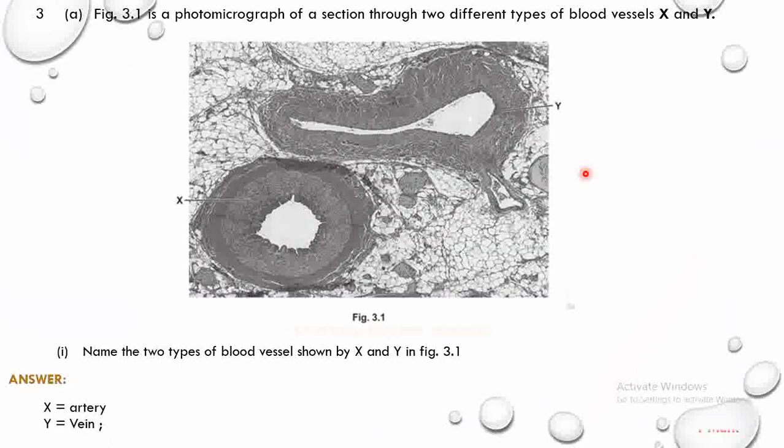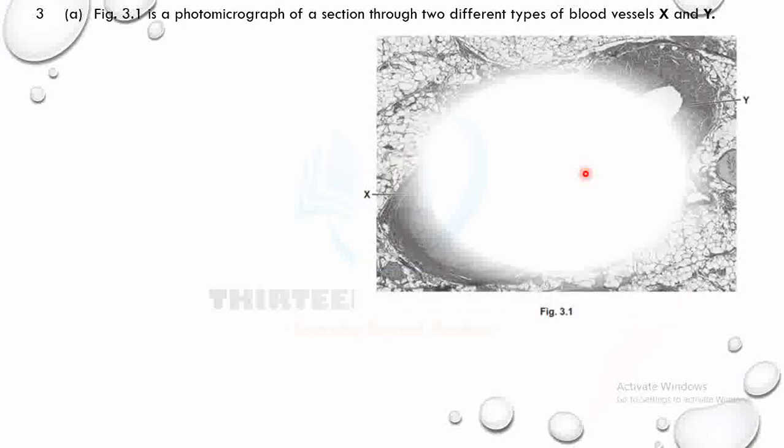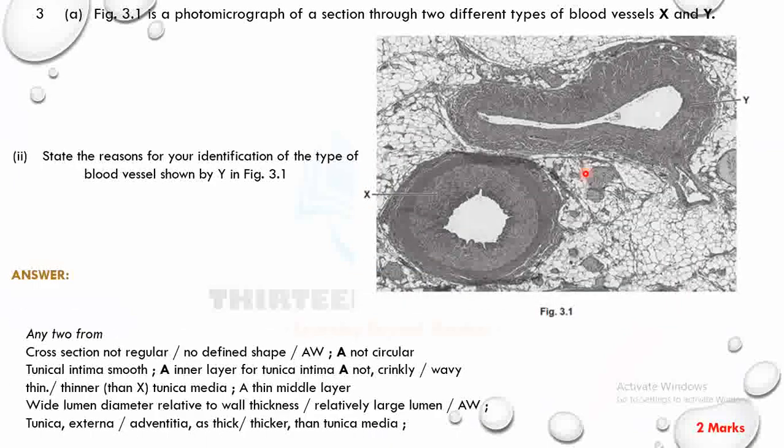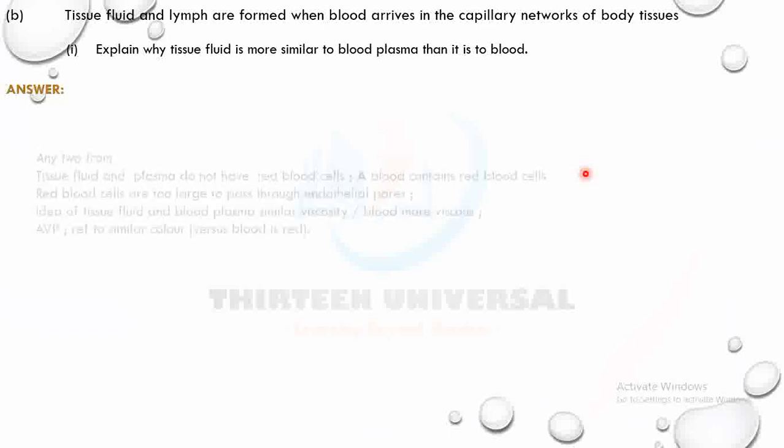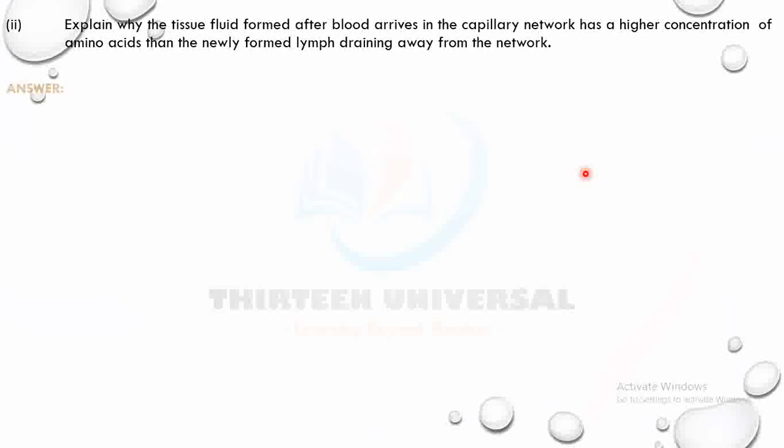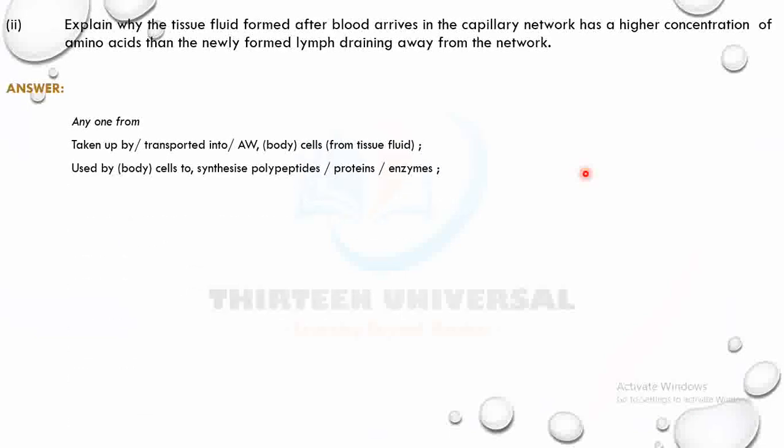Okay, let's get back to where we are. I needed that diagram to explain that for you. So this is where we are. You can see that most cells take up amino acids, which are transported in blood, and used to synthesize proteins like enzymes.